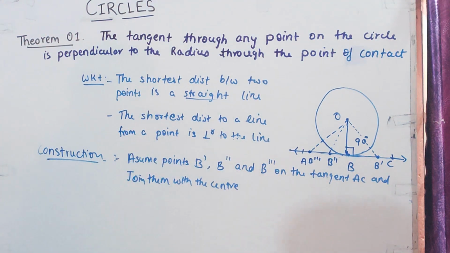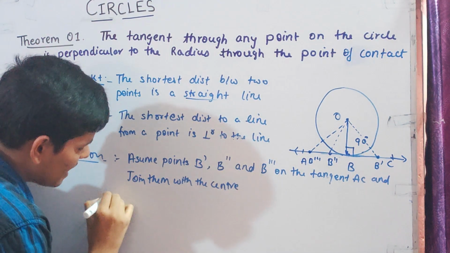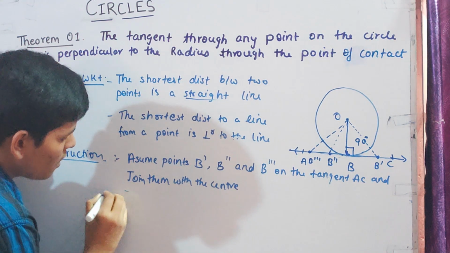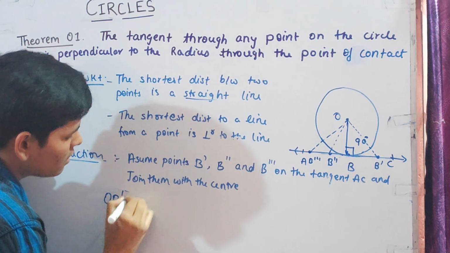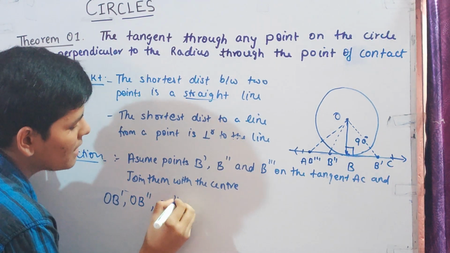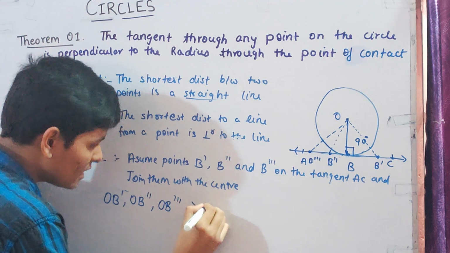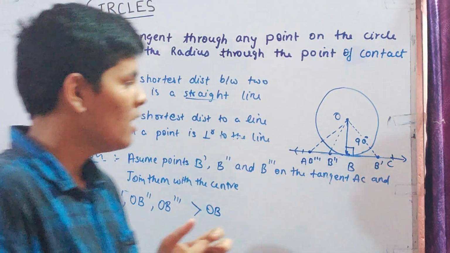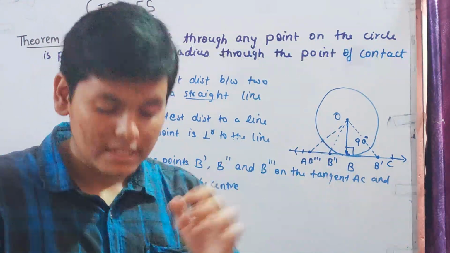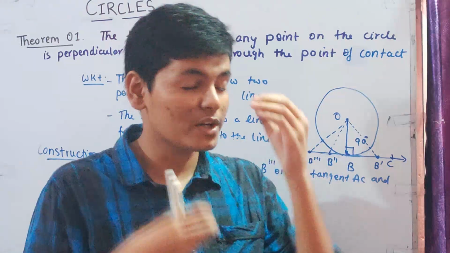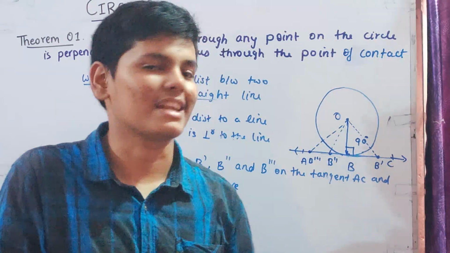Now, what we find is that OB dash, OB double dash and OB triple dash are greater than OB. What is the meaning? We know that OB is the radius. Now, we don't know whether the radius is the shortest distance or not. We don't know anything. We are just proving it from scratch.